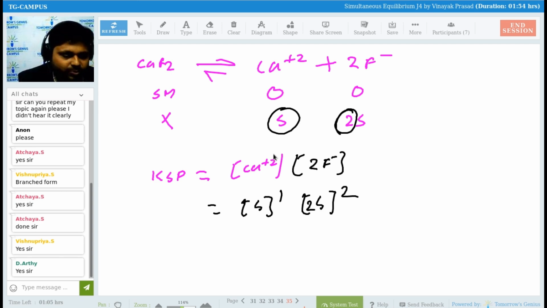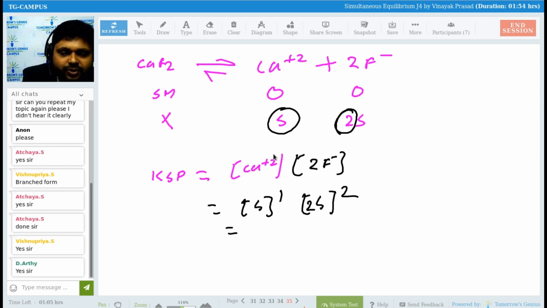(2s)^2, yes or no? Can we write it like this? Is it okay? Right. Now, can we say what? 2 to the 4, right? This will be 2^4, and (2s)^2 will be what?